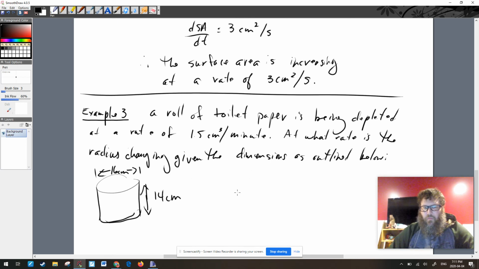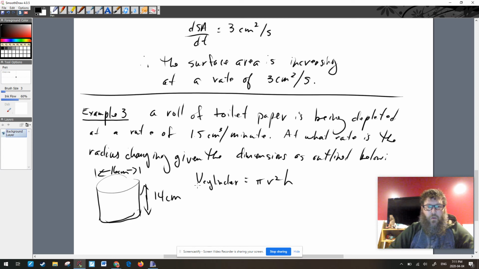I'm going to give you some formulas that you might need to know. So I can tell you that the volume of a cylinder is equal to pi r squared h. So go ahead and pause the video right now and see if you can work this out.